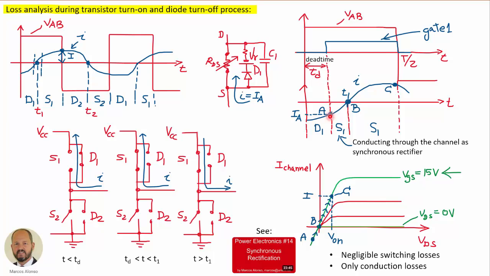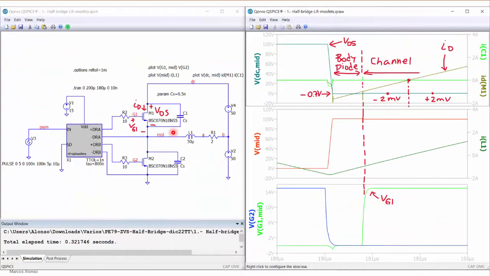So there is a switching process here, but it is very smooth. It is not worth studying what is happening here because we are going to have negligible switching losses, and we only have the conduction losses in the diode and also in the MOSFET channel. So here we have a simulation to see what we have just seen in the previous slide. We are measuring the voltage across the switch, the current going into the switch, and also the gate voltage.